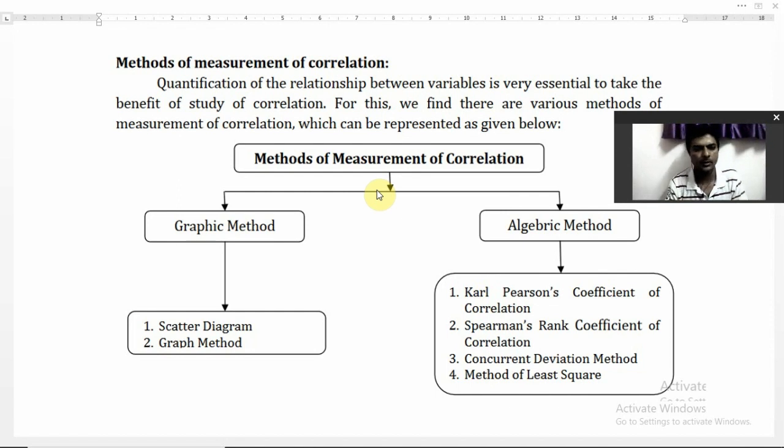We don't study much about graphical, but we study more about algebraic methods. So here in algebraic methods, friends, Karl Pearson coefficient of correlation is very important. This is the first algebraic method we study, and I'm going to solve an example on this.